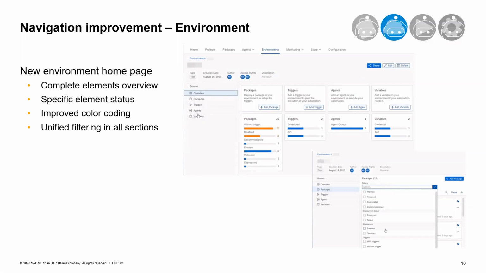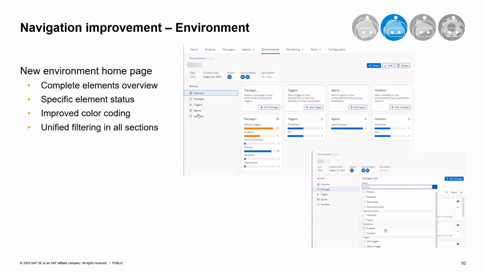There are also some new improvements in the environment homepage. We know it's important that you need to be able to easily focus on crucial information that could impact your environment. Therefore, we've redesigned the homepage to quickly find warnings and errors that would require immediate action. This is done by displaying specific element status and also an improved color coding.